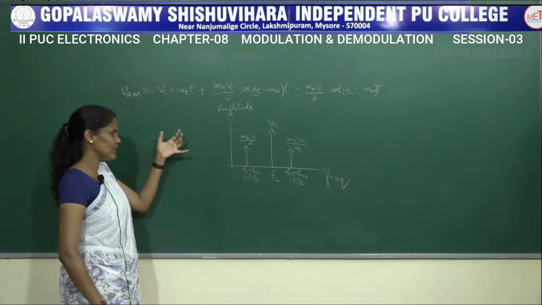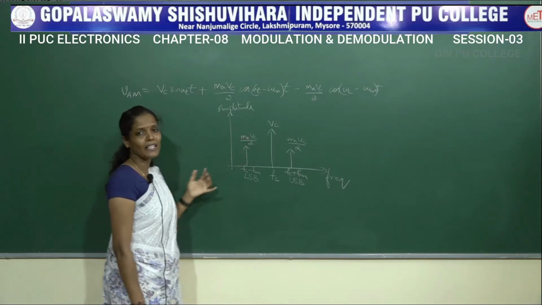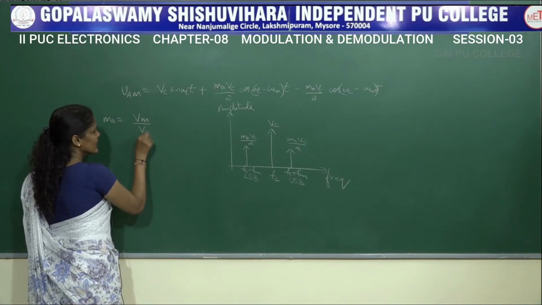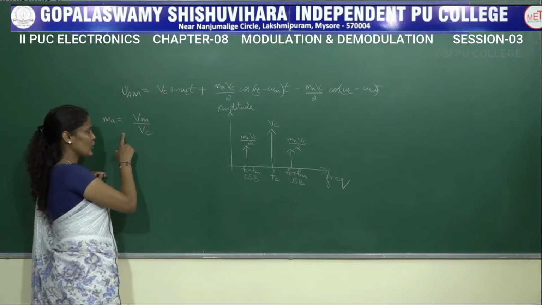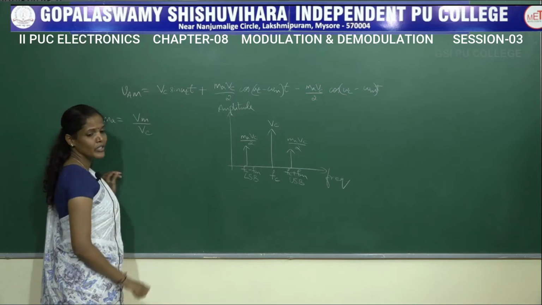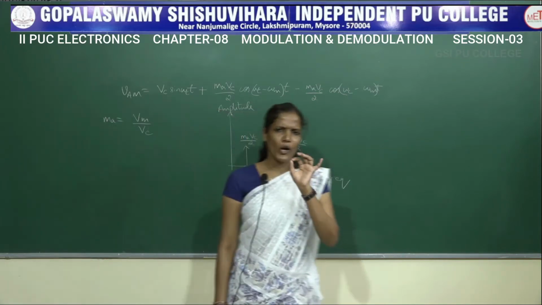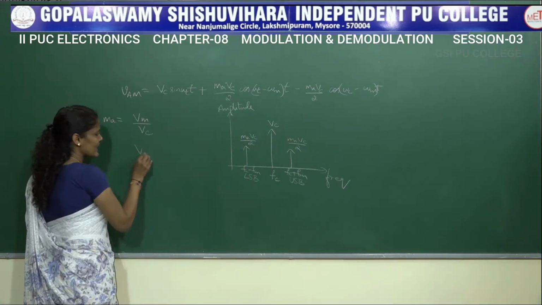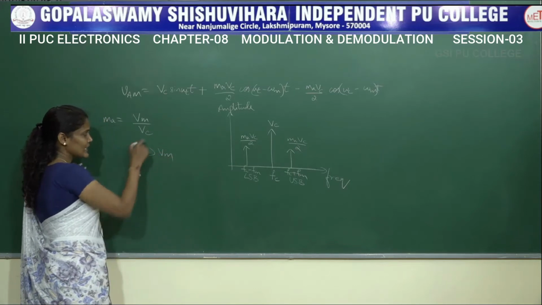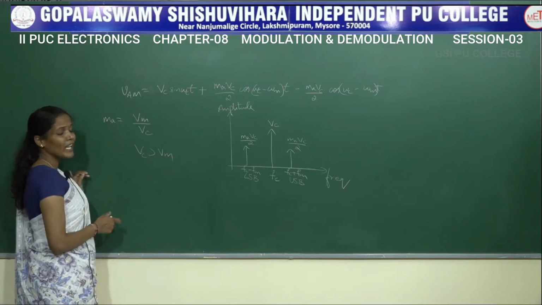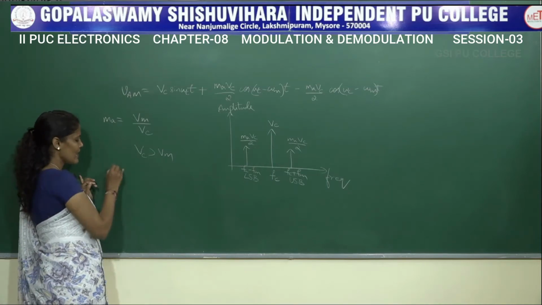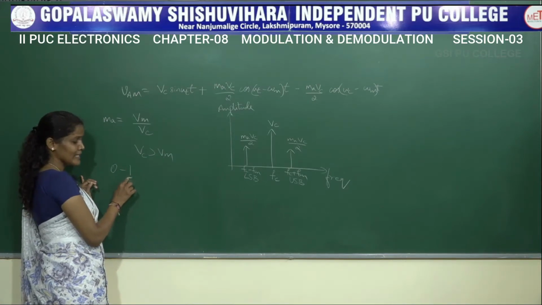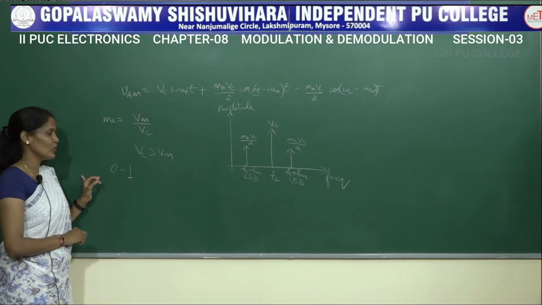And we also saw what is called MA. MA is nothing but the modulation index, given by Vm divided by Vc. It is the ratio of the amplitude of a modulating signal to the amplitude of a carrier signal. For proper amplitude modulation, Vc must be greater than Vm. If Vc is greater than Vm, the MA value will be less than 1. So the MA value will lie between 0 and 1. The maximum value of MA is equal to 1 and the minimum value is equal to 0.